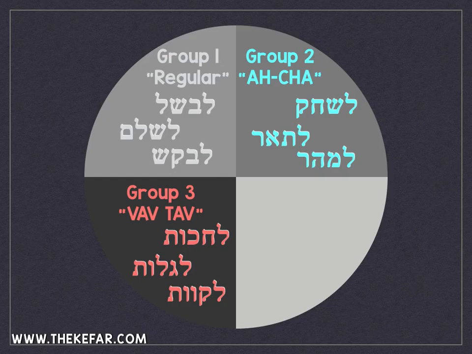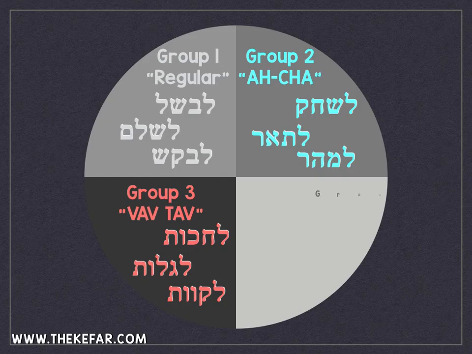Then we have our acha group: lesachek, mesachek, mesacheket, mesachakim, mesachakot. Leta'er becomes meta'er, meta'eret, meta'arim, meta'arot. Lemaher, to hurry: memaher, memaheret, memaharim, memaharot. And then our vav tav, where the vav tav in the infinitive turns into a hey. We did lechakot as the example. Legalot, to reveal or to expose: megale, megala, megalim, megalot. And lekavot, which is to hope: mekaveh, mekava, mekavim, and mekavot.